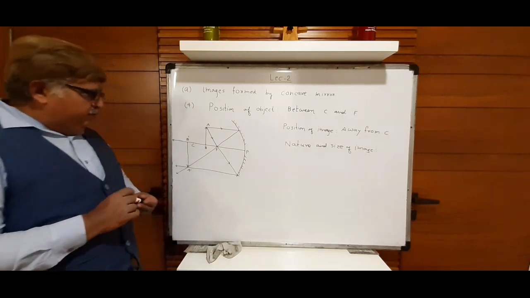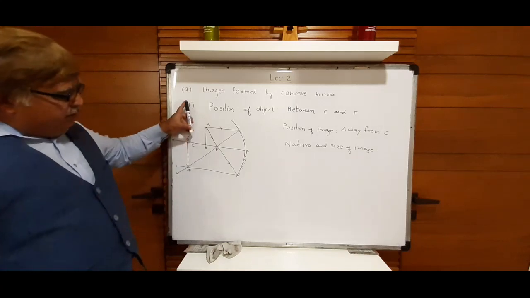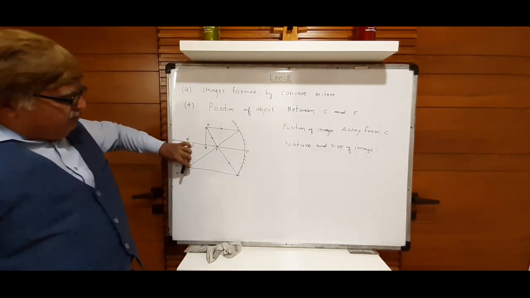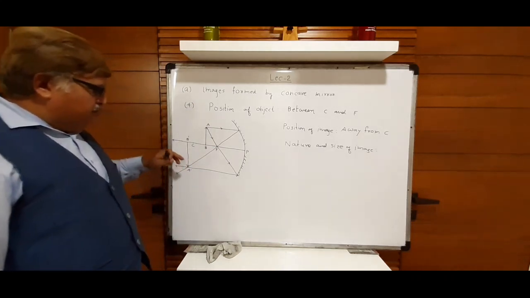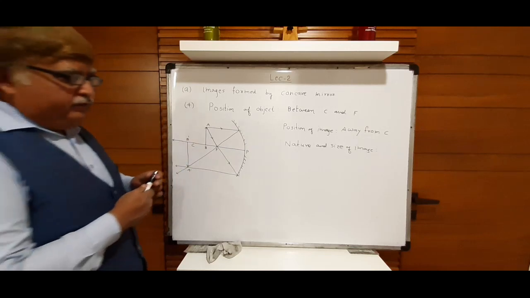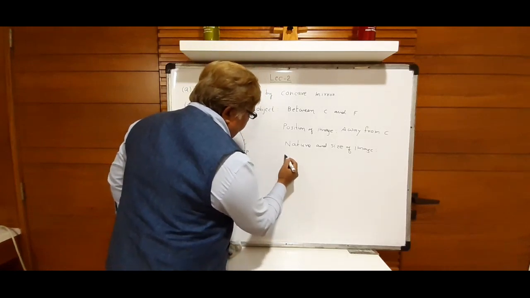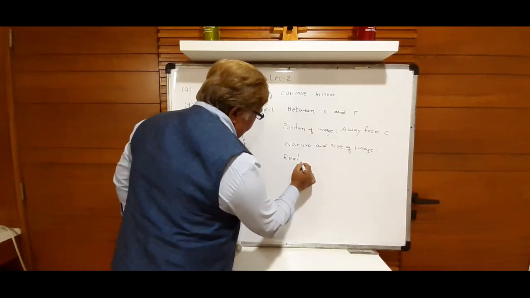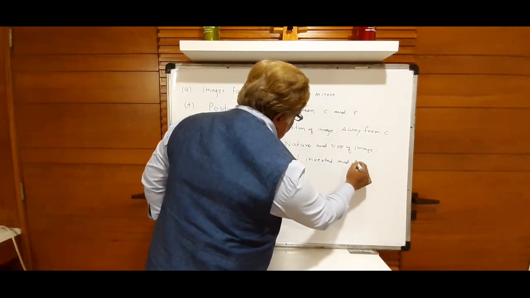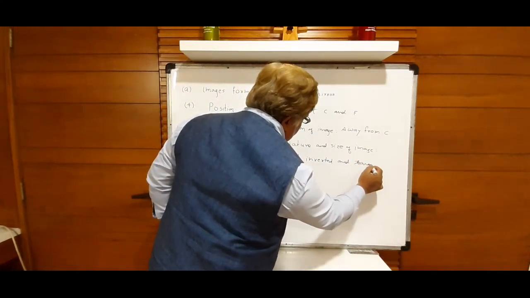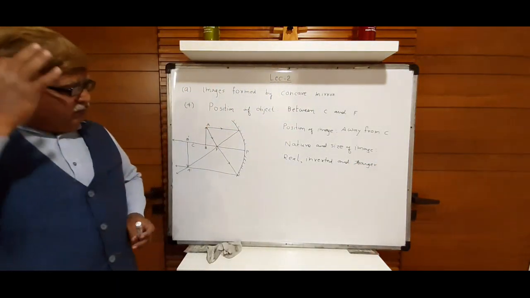And my dear student, you might be capable now to guess the type of the image. Obviously real inverted, because the object is kept this way and the image is this way. If you can compare the height or size of the image, what does it look like? The image is bigger than the object. So in nature and size of the image, what should I write? Because the image is inverted, so these two words are clear: real, inverted, and what should I write now? And larger. Real, inverted, and larger. That is the nature and size of the image.